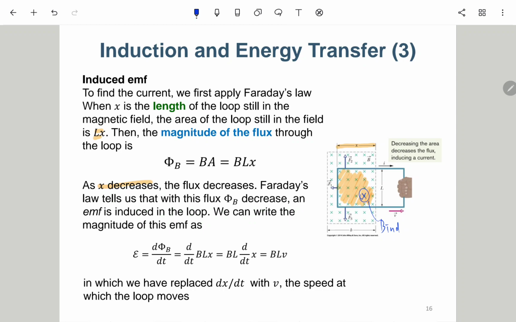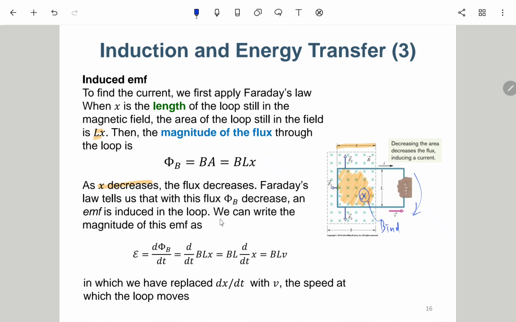So here we use the right hand rule. You use your thumb pointing into the page, and your other fingers will curl clockwise. Clockwise, which means that this current is going from left to right for the top edge, and then going this way, clockwise.